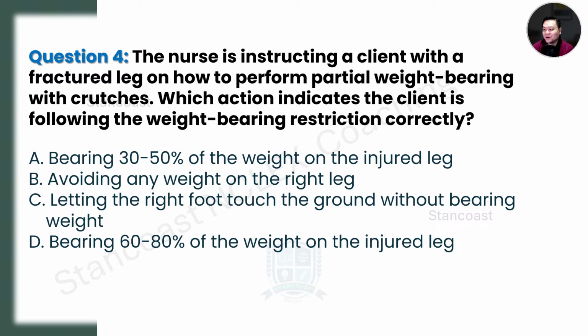Number 4, the nurse is instructing a client with a fractured leg on how to perform partial weight bearing with crutches. Which action indicates the client is following the weight bearing restriction correctly? A, bearing 30 to 50% of the weight on the injured leg. And B, avoiding any weight on the right leg. And C, letting the right foot touch the ground without bearing weight. And letter D, bearing 60 to 80% of the weight on the injured leg.